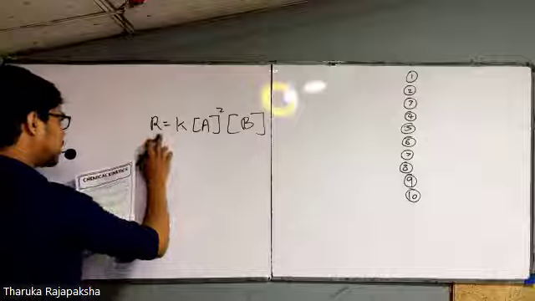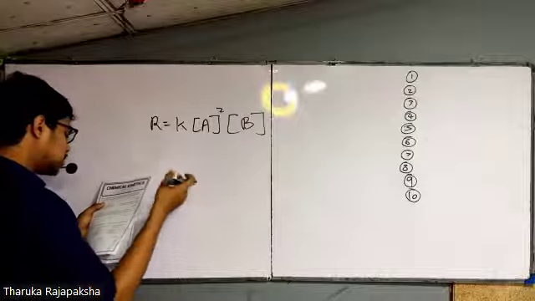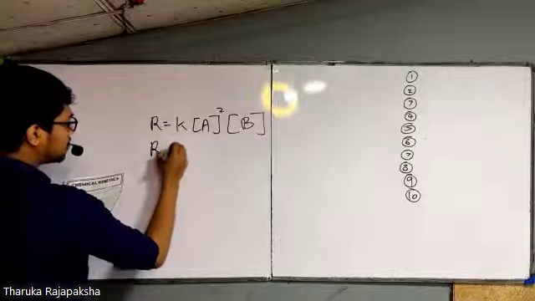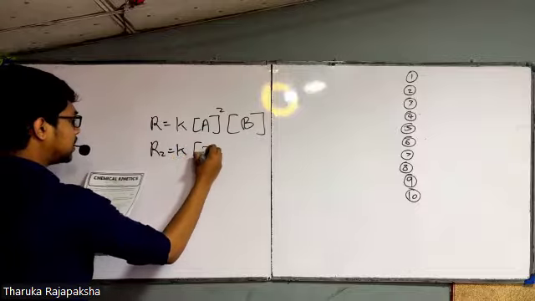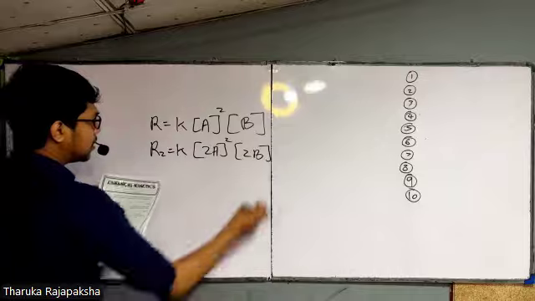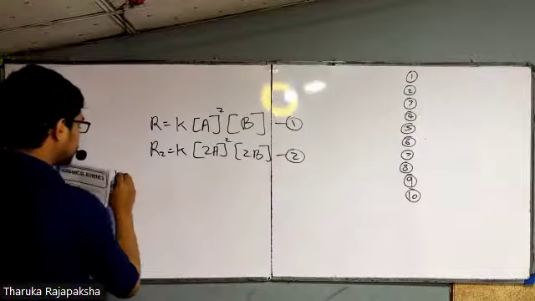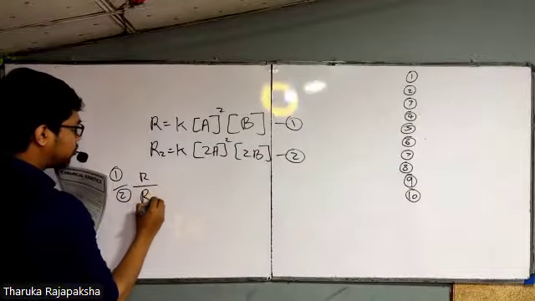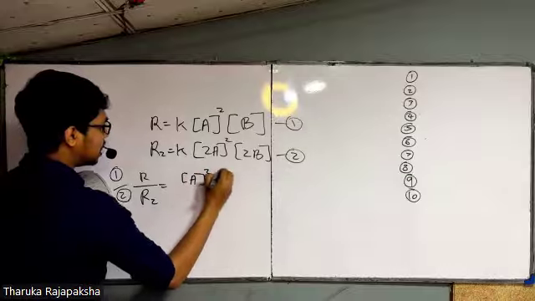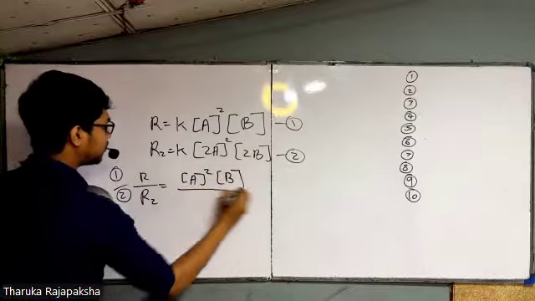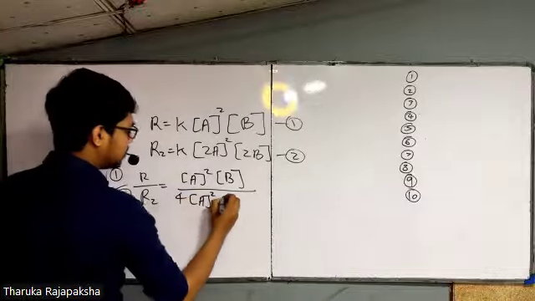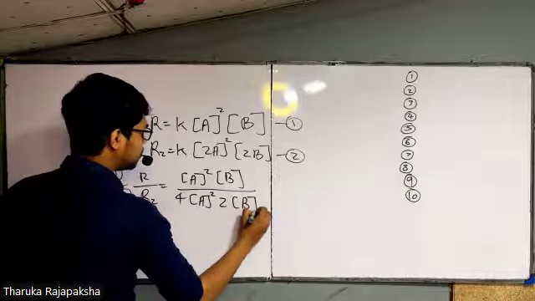That means that initially the rate is R. When the concentrations of A and B are doubled, the rate of the reaction may be, right? Then let's say R2 equals K times, now if it is double, then it is 2A, and this is 2B. Then you can divide 1 by 2, that is R over R2, divided by concentration of A squared, concentration of B, 2 squared is 4. 4 times concentration of A squared, and this one 2 times concentration of B.